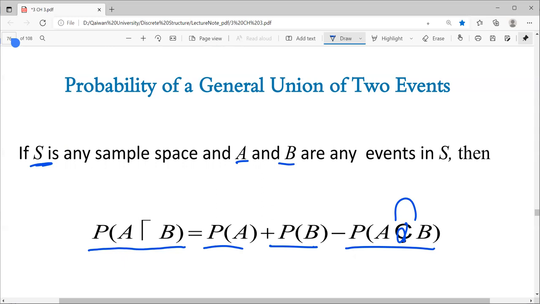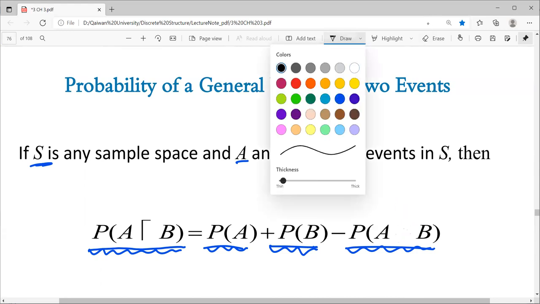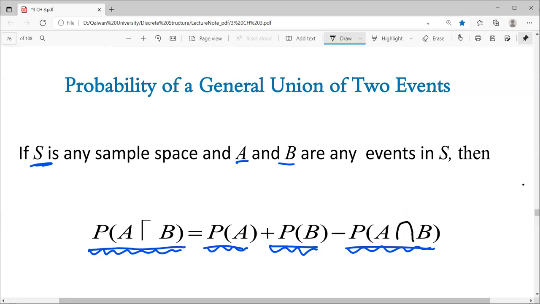If we have two events, A and B, from the sample space S, and A and B are not totally disconnected or not mutually exclusive, that means there is an intersection between these two, or there is something common between them, then the probability of A or B equals the probability of A plus the probability of B minus the probability of A intersection B.